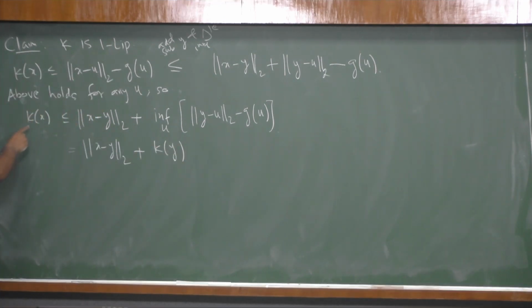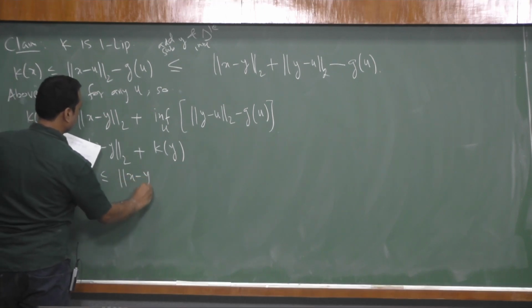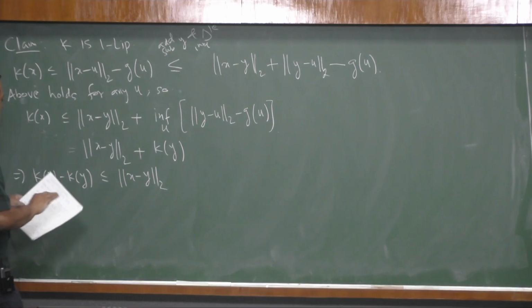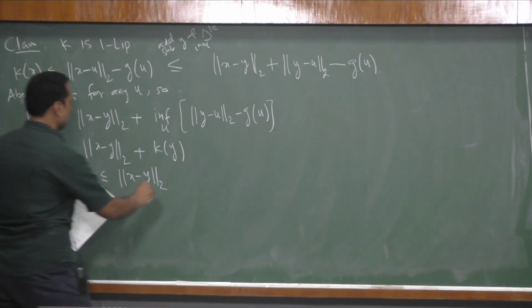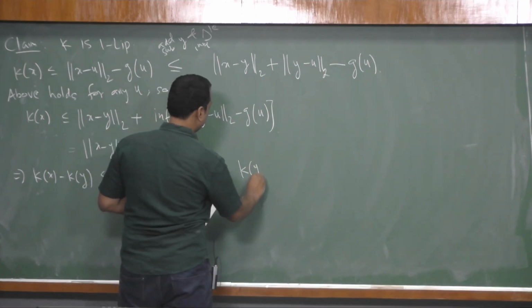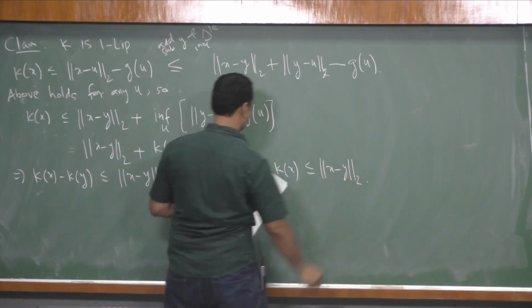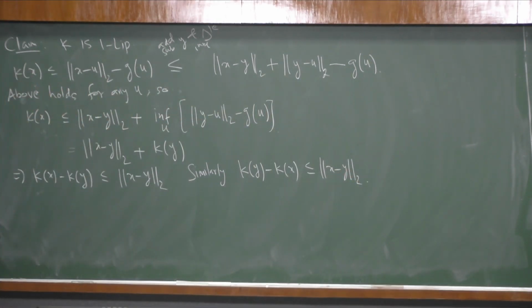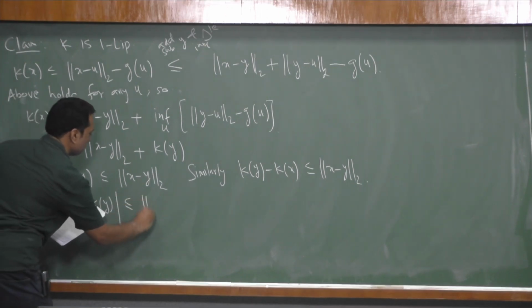Okay, so this implies kx minus ky is less than or equal to the norm of x minus y. And similarly, we can prove the other way also. You can switch the role of x and y, and you can also prove ky minus kx is less than or equal to the norm of x minus y. So together we can say that the modulus of kx minus ky is less than or equal to the norm of x minus y.